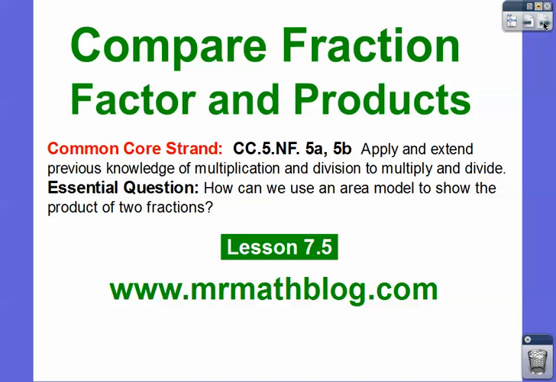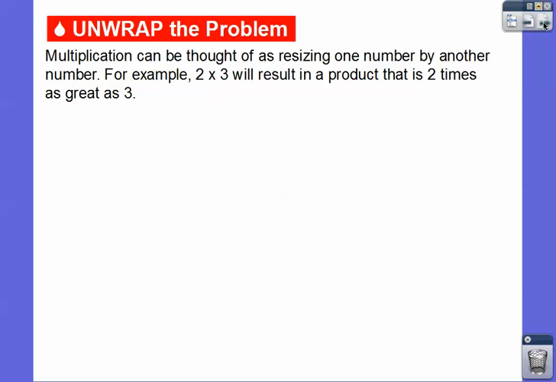Okay, there's our Common Core strand for our teachers. And our question here is, how can we use an area model to show the product of two fractions? So we're going to be multiplying fractions by fractions and fractions by whole numbers, and we'll show you that with pictures here. Multiplication can be thought of as resizing one number by another number. So for example, 2 times 3 will result in a product 2 times as great as 3.